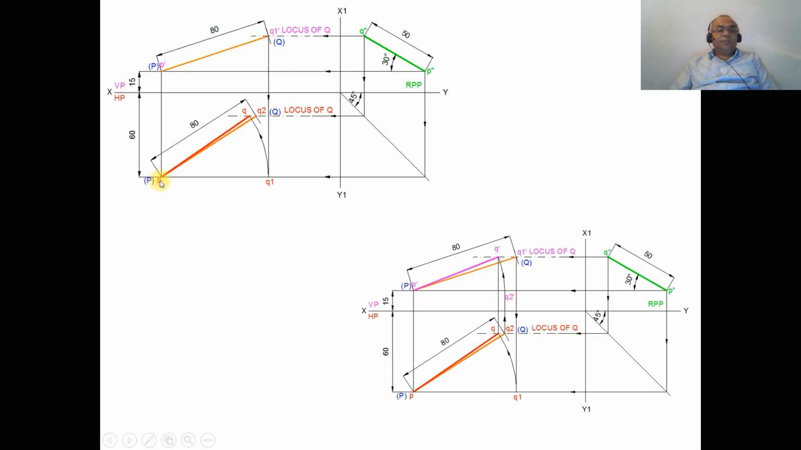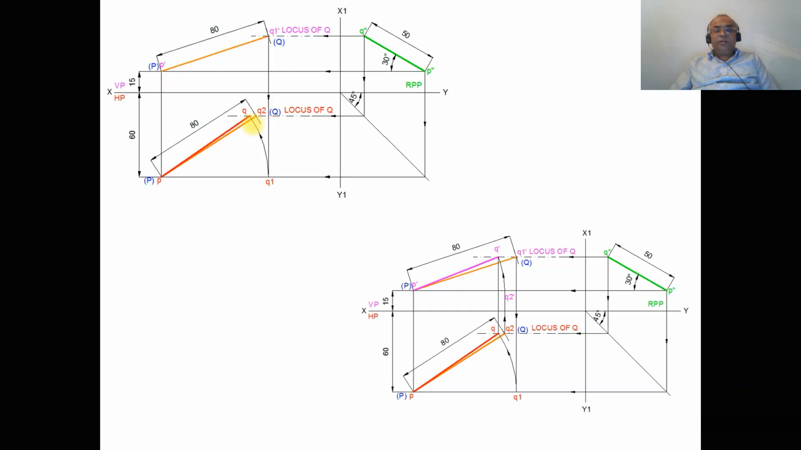and you mark this point as Q1. Then, using the compass with P as center, taking the radius of PQ1, draw an arc such that it cuts the locus of Q in the top view here, and you mark this point as small q. Then join P and q with a dark line. So this is how you will be able to get the top view.